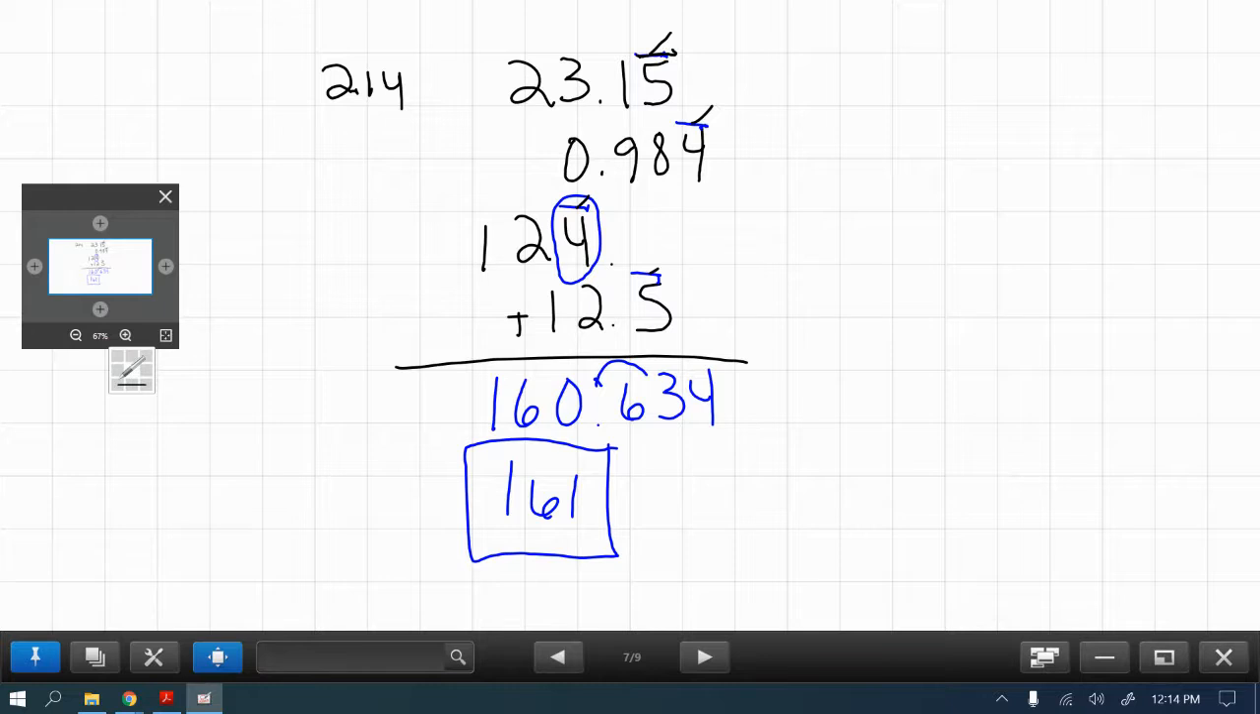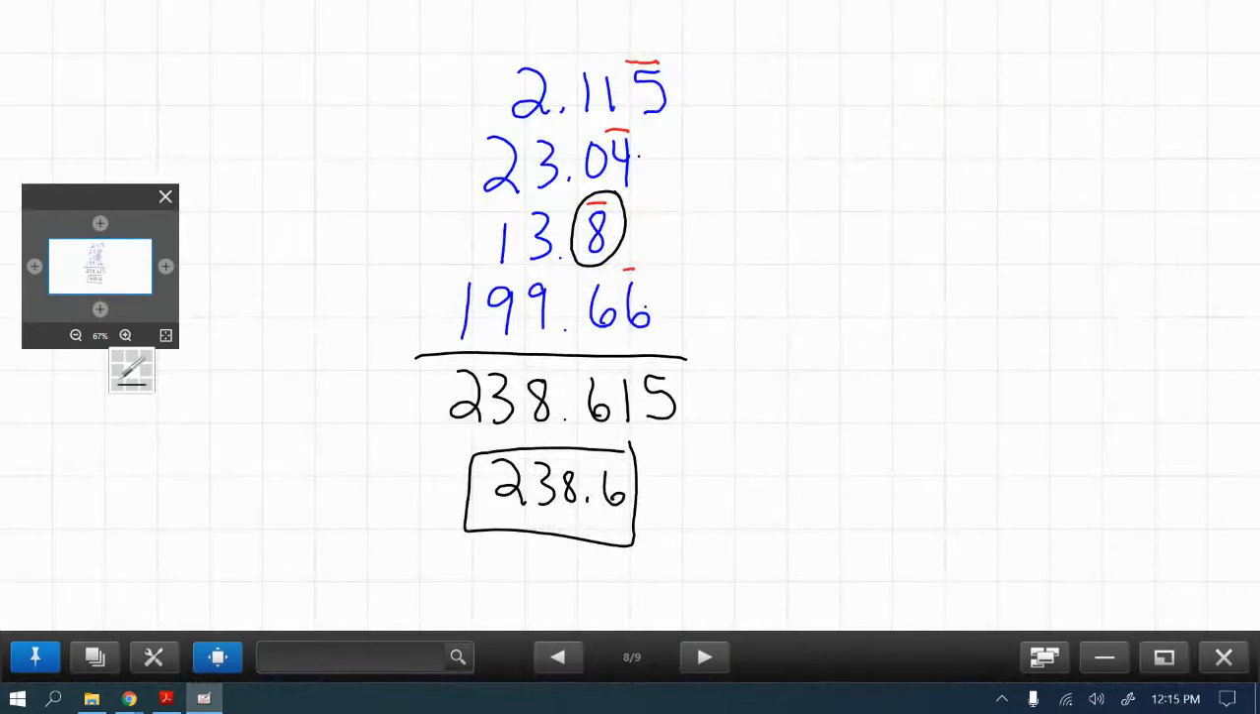Out of those numbers that I put a check mark on, which one is the rightmost? That would be the 4. So when you add them together, you would want to round to the 161. I had 160.634. You want the significant digit to be by the decimal point. So the 6 would round up to 1. So that was the answer.